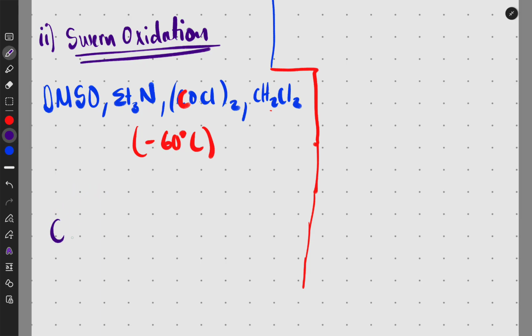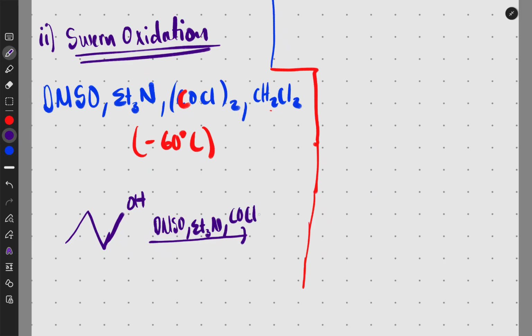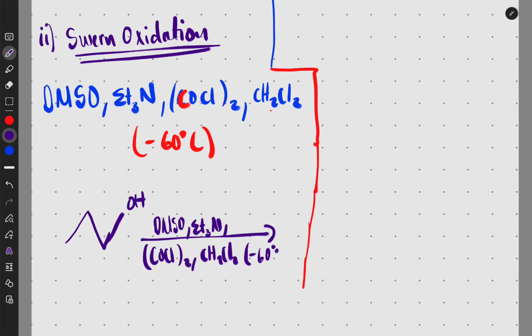So it's like you'll be having your primary alcohol, whatever primary alcohol you want to have. Choice is yours. Okay, you can have the OH here, and you can put those four things again: DMSO, dimethyl sulfoxide, triethylamine, then oxalyl chloride, COCl2. You put the two outside. Then you're going to say plus, you're going to have another one, which is CH2Cl2. Then you also put the temperature, which is going to be negative 60 degrees Celsius.